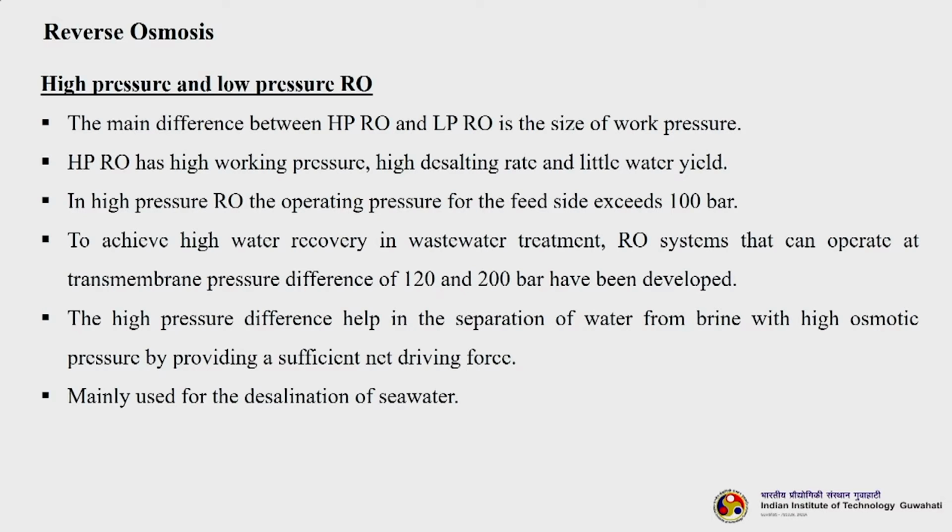High pressure RO has high working pressure, high desalting rate and little water yield. In high pressure RO, the operating pressure for the feed side exceeds 100 bar. To achieve high water recovery in wastewater treatment, RO systems that can operate at a transmembrane pressure difference of 120 to 200 bar have been developed. High pressure difference helps in separation of water from brine with high osmotic pressure by providing a sufficient net driving force. So, high pressure RO is mainly used for the desalination of seawater.